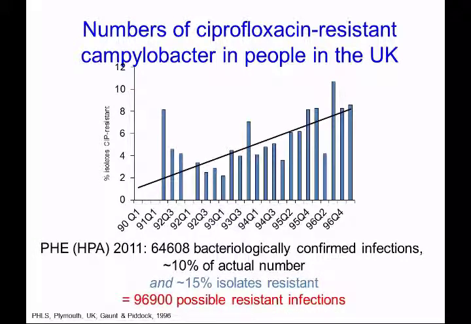Data as recently as 2011 shows that there are a large number of bacteriologically confirmed Campylobacter infections in people, but these are predicted to only be about 10% of the actual number, because most people with gastroenteritis are not so ill that they visit a doctor and give a sample for bacterial analysis. As of 2011, approximately 15% of Campylobacter isolated from people were resistant to fluoroquinolones. And if one multiplies up the anticipated number, this gives about 97,000 resistant infections in the UK alone.